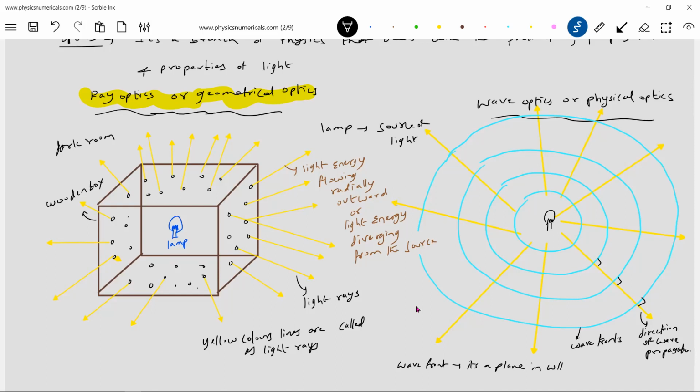A wavefront is a plane in which all particles have the same phase. So here I'm discussing the light energy in the form of a wave, and there, the light energy in the form of a ray of light. We are bringing some geometry into the picture. So what is a light ray? I'm showing the light energy flowing in the form of a geometrical line. A light ray is a geometrical concept.